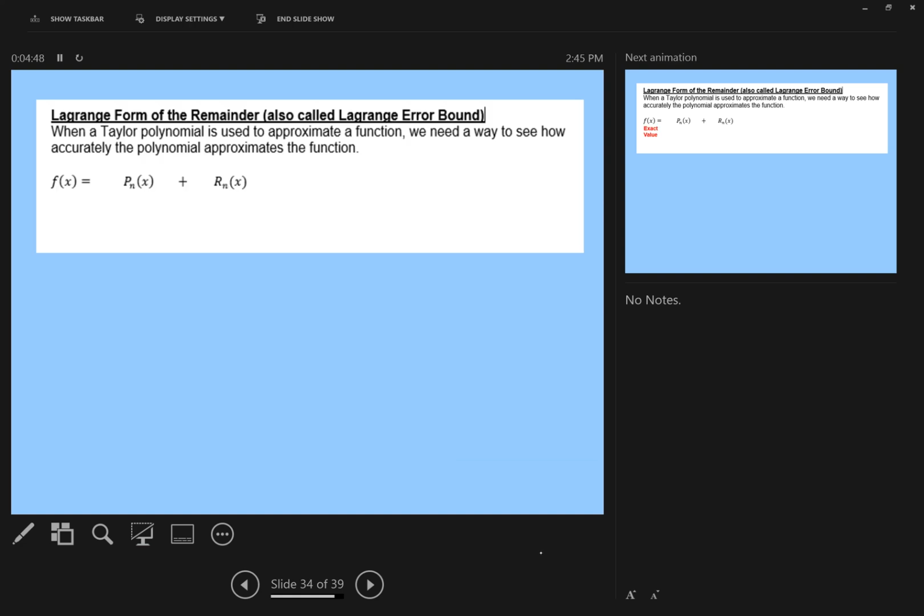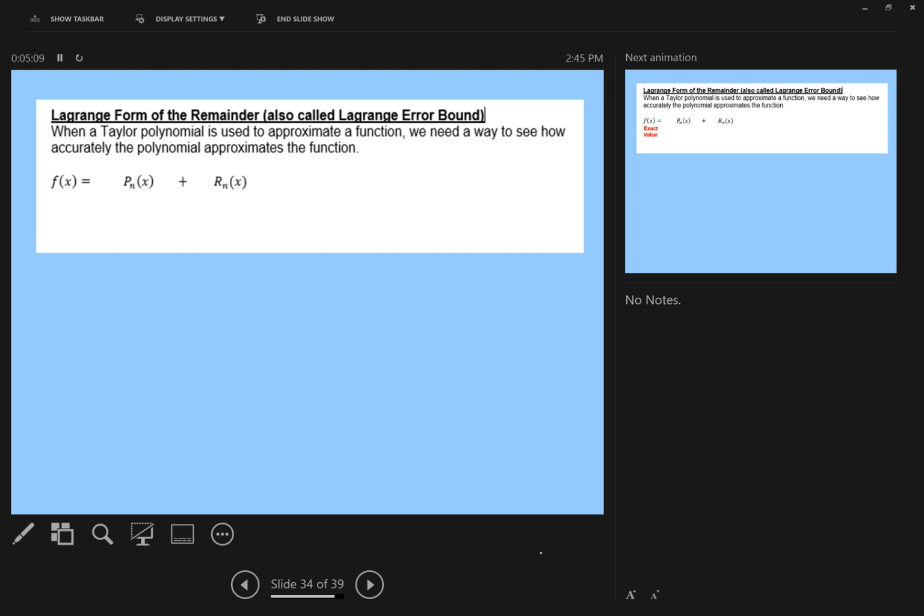This is called Lagrange form of remainder. Sometimes it's called Lagrange error bound. Sometimes it's called Taylor's theorem. You're never going to not know what they're talking about because they're going to mention error. And so then you'll ask yourself, oh, they said error. Is it the alternating or is it not the alternating? Those are the only two kinds of error we do.